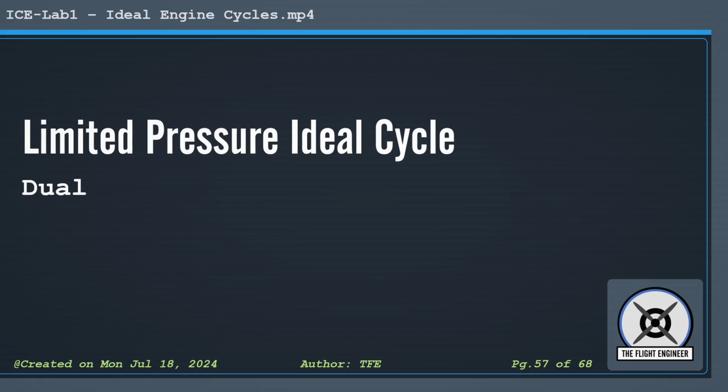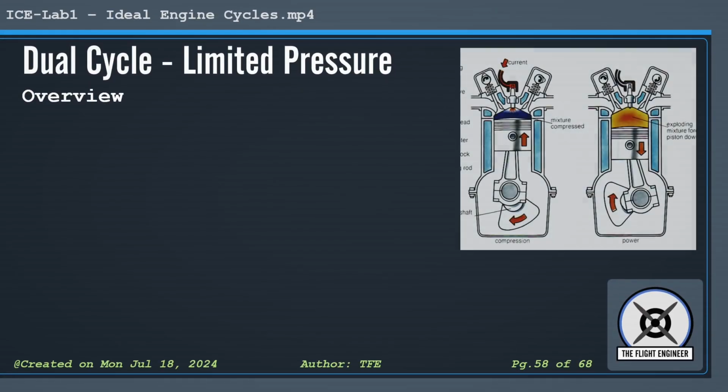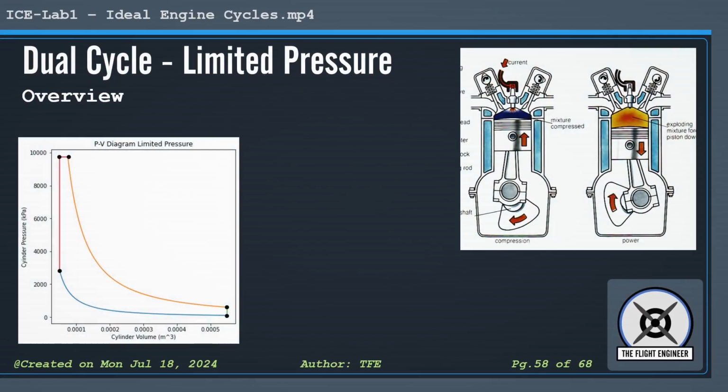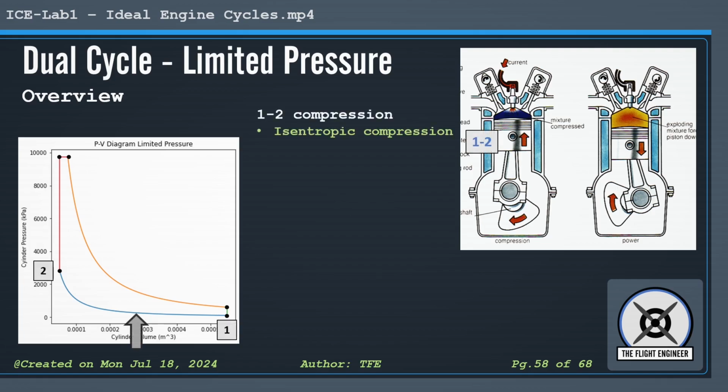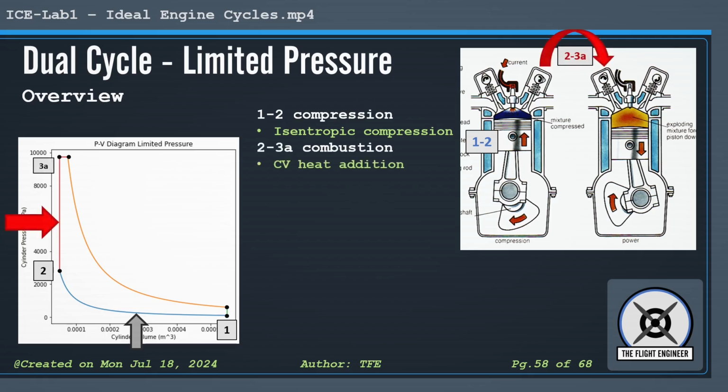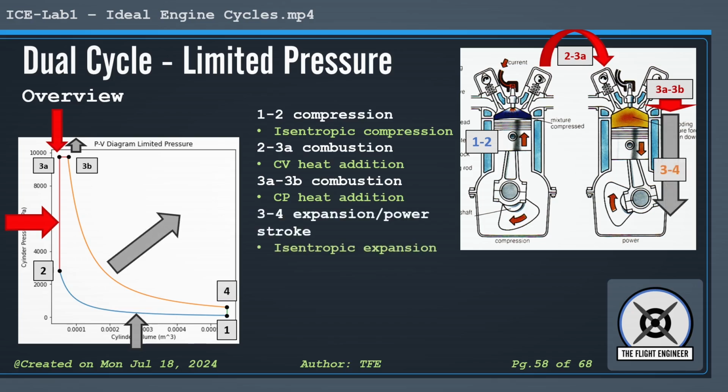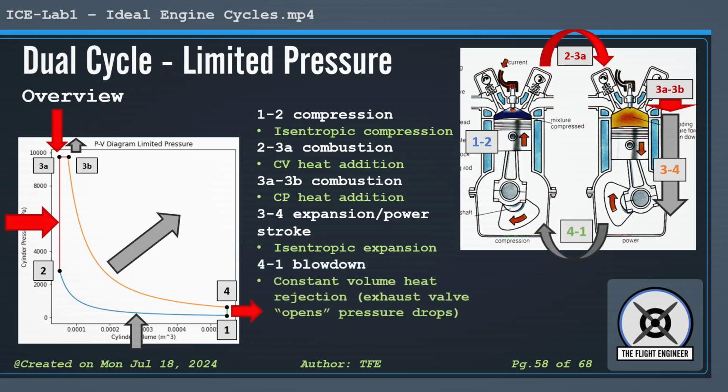So how does it work? The limited pressure or LP cycle begins as the others do with isentropic compression from 1 to 2. From point 2 up to the new point 3 alpha, we see the same constant volume heat addition that was used in the constant volume or Otto cycle. From 3 alpha to 3 bravo, we then see constant pressure heat addition from the diesel or constant pressure cycle. From 3 bravo to point 4, we have isentropic expansion, calculated via the expansion ratio described in the constant pressure cycle, and blowdown from 4 back to 1, just as in the previous cycles.